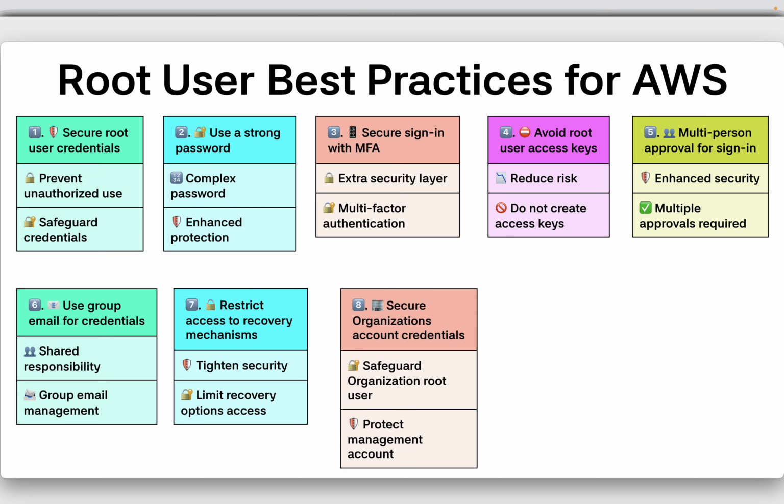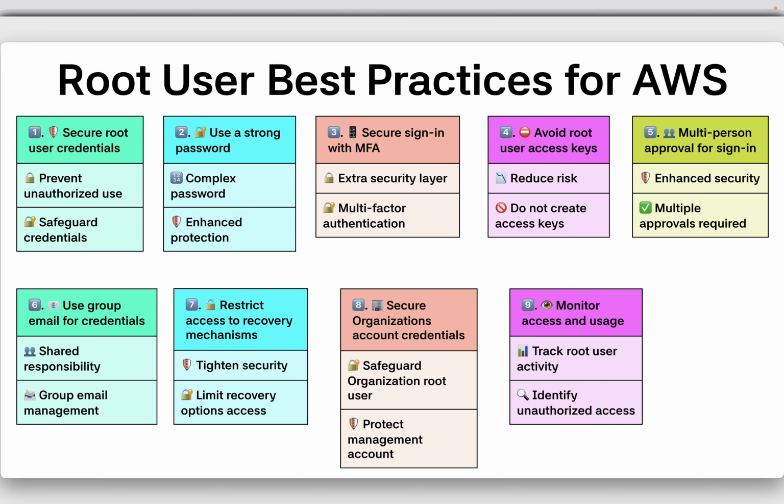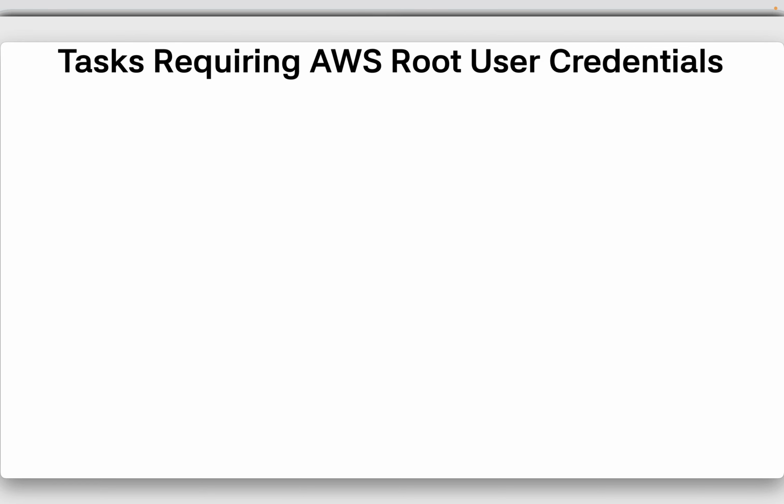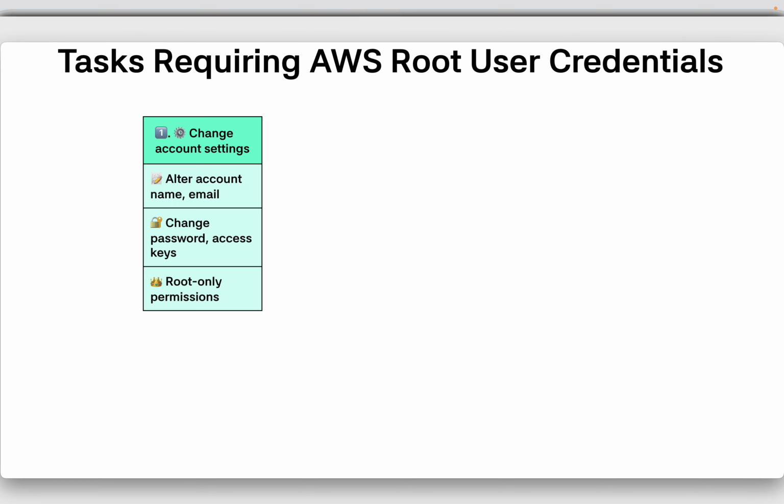Secure organizations account credentials. Safeguard your organization's accounts' root user credentials. Monitor access and usage. Keep track of root user access and usage to identify unauthorized activity. And some tasks which require AWS root user credentials that we need to be aware of. First one, change account settings. So only the root user can alter key account settings such as the account name, the email address which you have registered with, password and access keys.